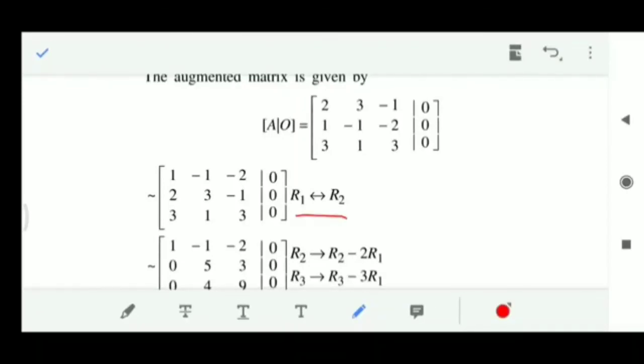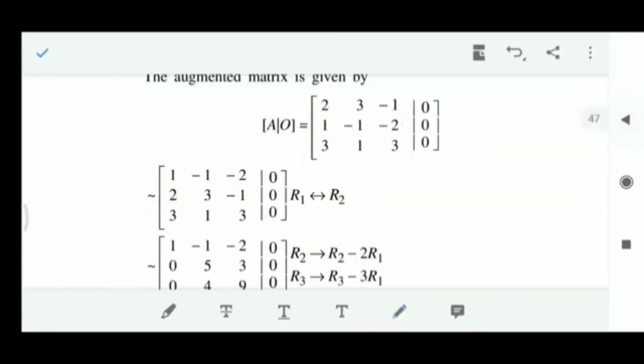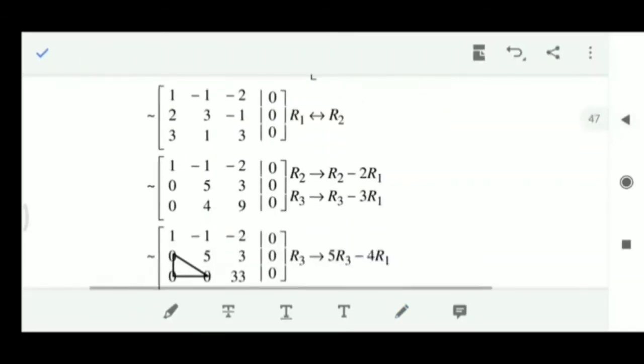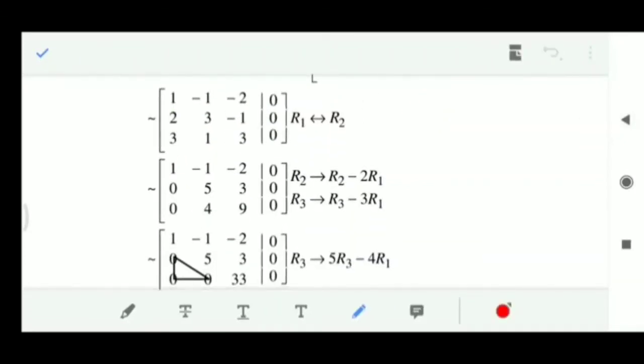For that, the first step is I'm going to interchange R1 with R2. So you will get 1, minus 1, minus 2 as the first row. The second row is 2, 3, minus 1. Next I'm going to make the second row's first number 0. For that I have to do the elementary transformation R2 implies R2 minus 2 times R1. If I use this elementary transformation, I'll get 0, 5, 3 as the second row.